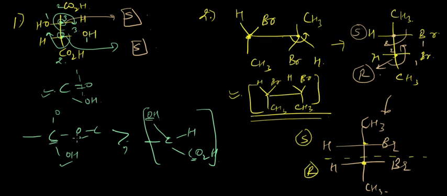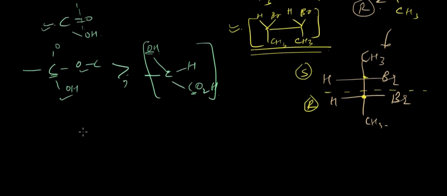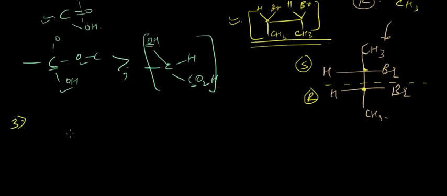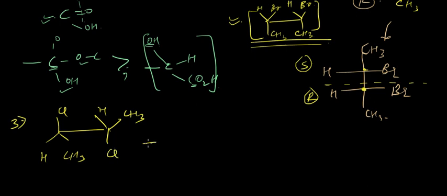I hope you are following till now. Let us look into the third example, where we have Cl, H, CH3 and H, CH3 and Cl. Its Fischer projection would be CH3, Cl, H here and CH3, H, Cl here.